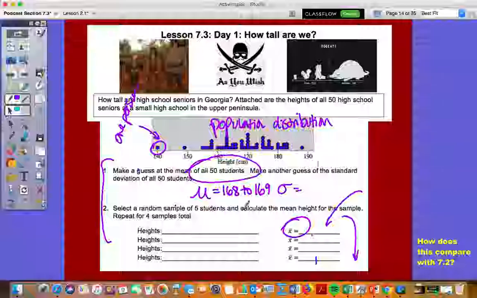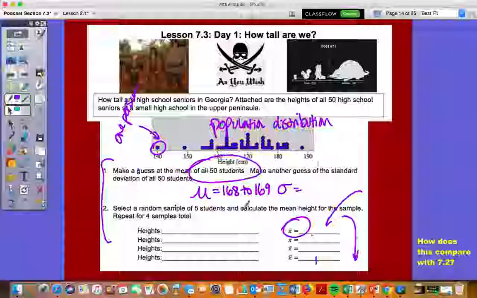This is what I do every time, and I'm always right, and I don't know why. This is like 68% of data. This is like 95% of data. This is like 99% of data.